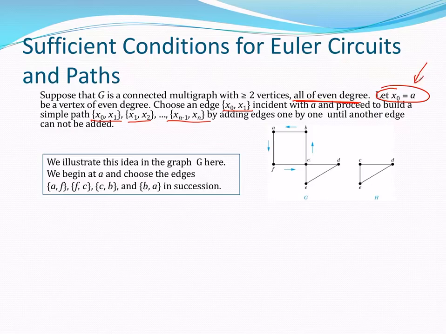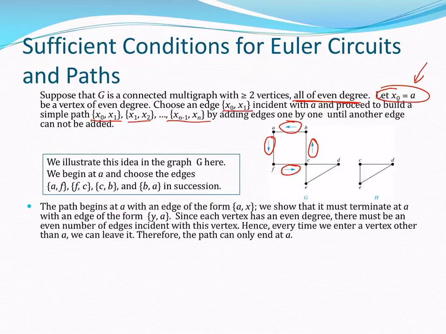Here we have an example where I start with A, I add edge AF to my path, add edge FC, add edge CB, just arbitrarily selecting one, then add edge BA, and I'm back at A, and I can't add to the length of my path anymore, and I did generate a circuit. So if it starts at A, it must terminate at A.